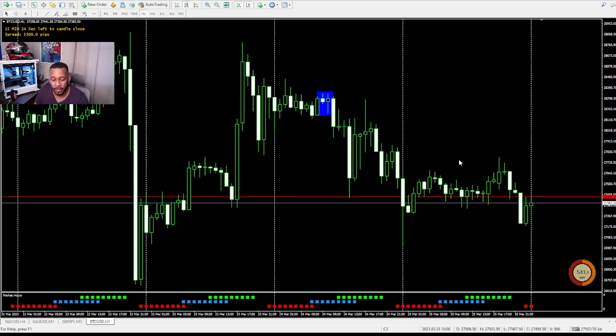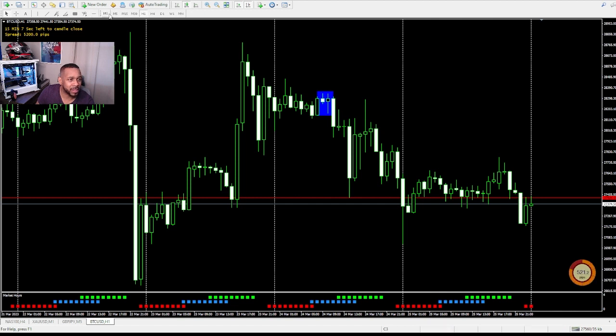We got our tweezer patterns. Here's the, let me see if I can find the opposite of it. So I'm going to mark this other one, but this is an example of a tweezer pattern the opposite way.